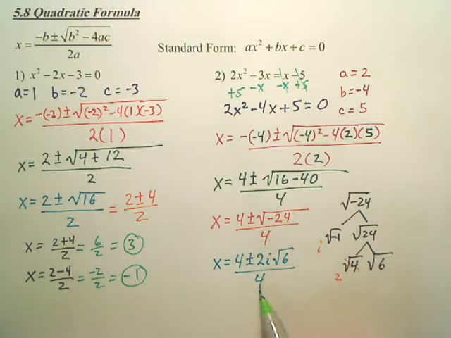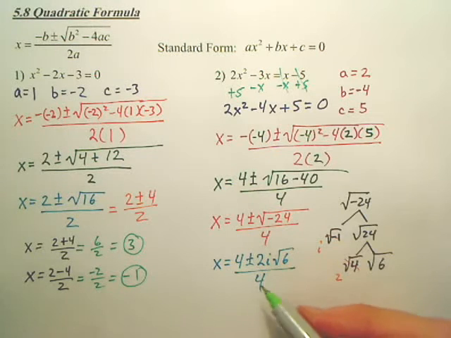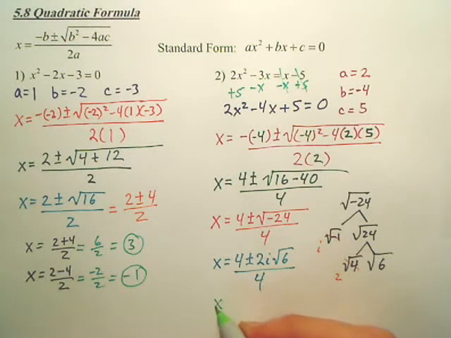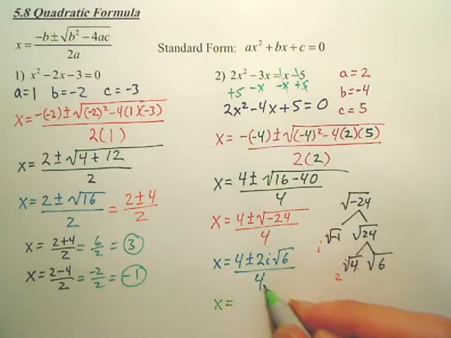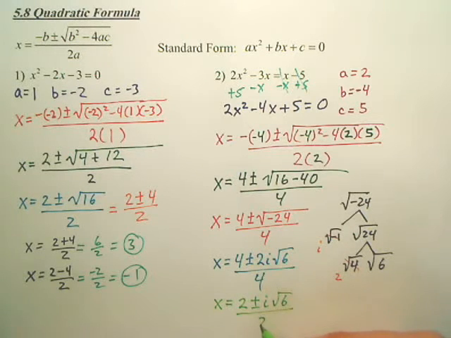The problem is 4, 2, and 4. Do those all have something in common? Can I reduce that? Because basically, could I divide this 4 by 4, this 2 by 4? Can you think of reducing all these numbers in front? What goes into 4, 2, and 4? 2. You actually could reduce this to 2 plus or minus i square root 6 divided by 2.